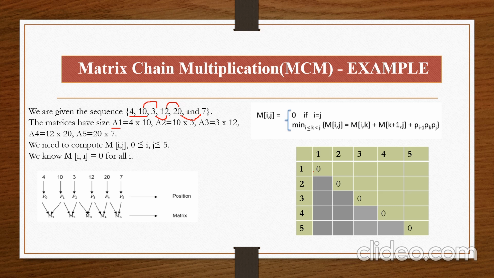Initially we will draw a matrix. Since we are dealing with multiplication of 5 matrices, here also 5 and here also 5. Initially m[i][i] will be 0. So that is why diagonally I have placed all zeros.